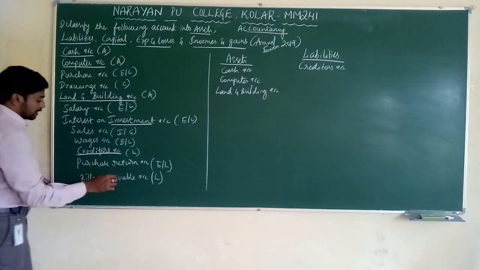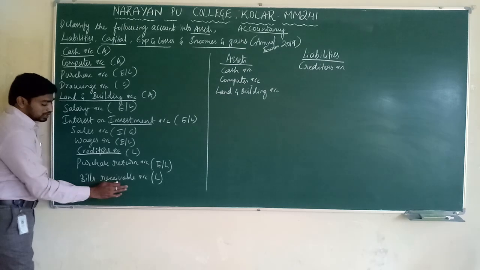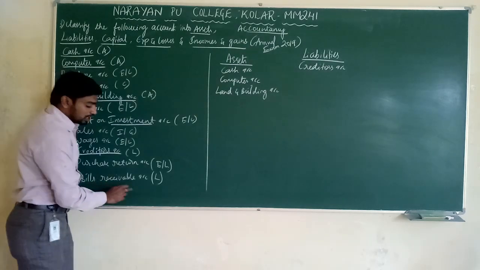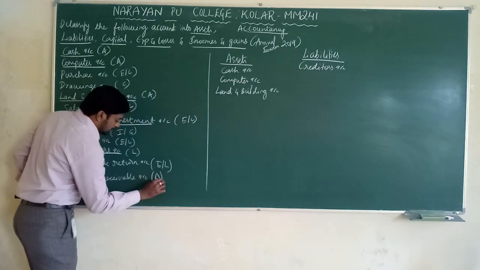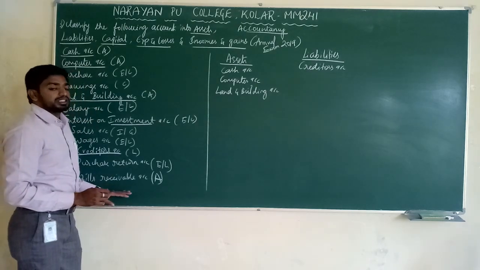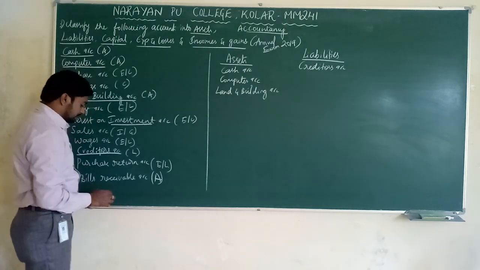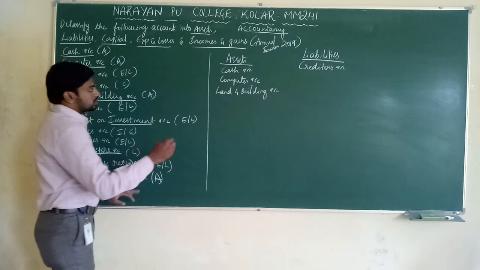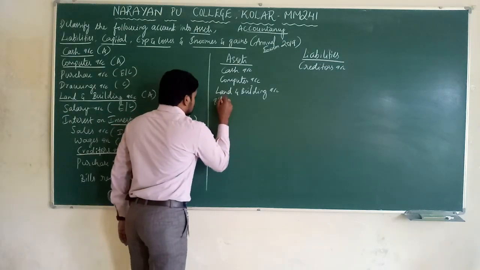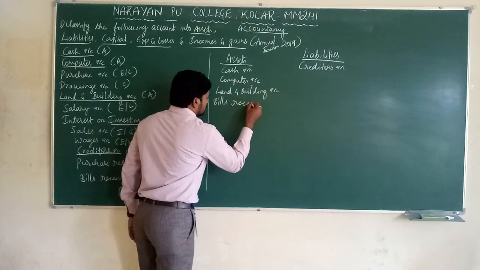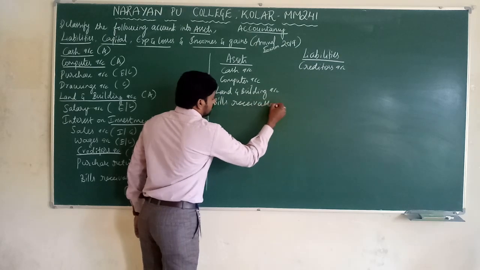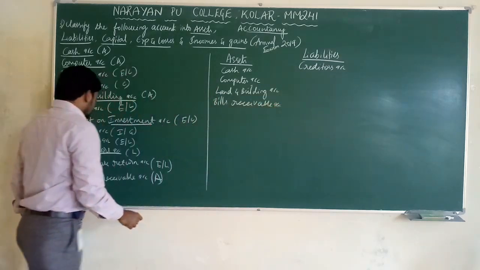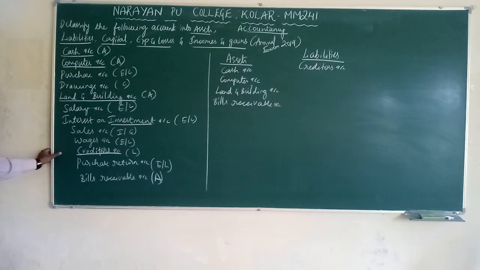So bills payable, bills receivable. Bills receivable comes under assets. Bills payable comes under liability. Bills receivable is also an asset. Creditors is the only item that comes under liability.